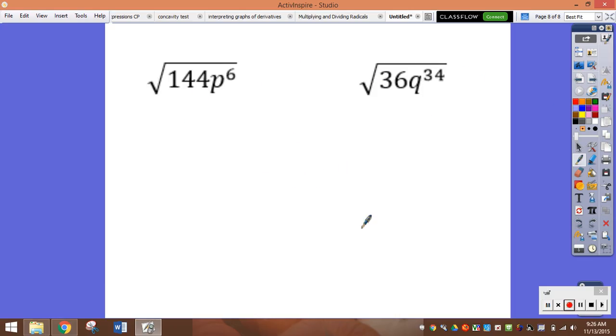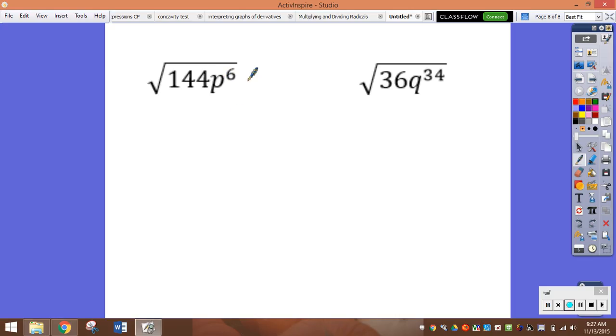And then of course you could throw in some variables. And so in these two examples, it just so happens that they're both perfect squares. The square root of 144 is 12. The square root of 36 is 6. But you also have to simplify your variables. And if there's no number here, it's understood to be a root of 2. So you divide 2 into the exponent of the variable. And so 6 divided by 2 is 3. And so that means that the square root of p to the 6 is p to the third.